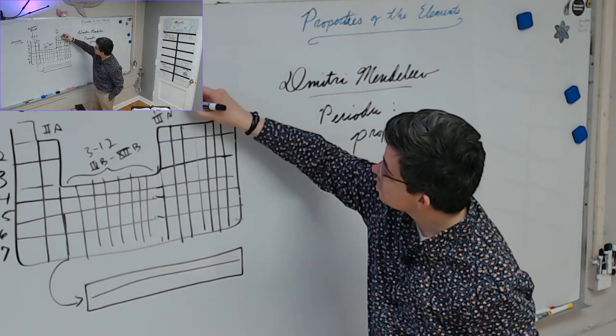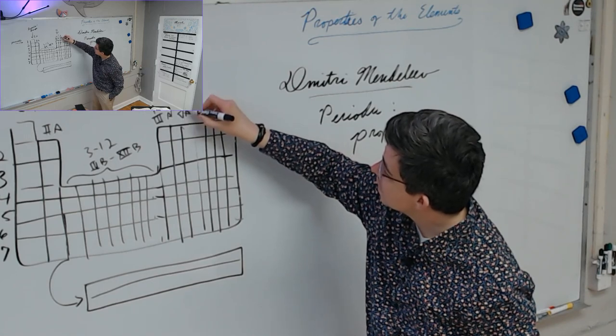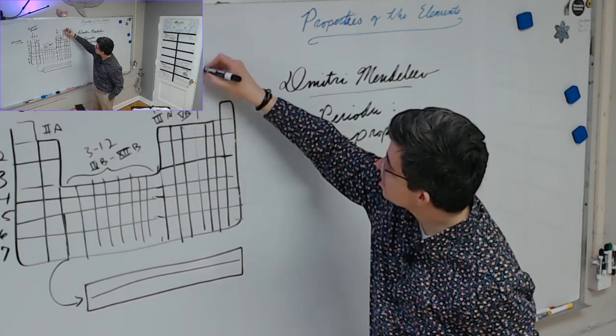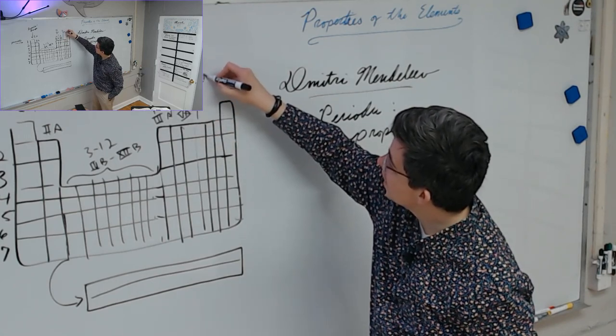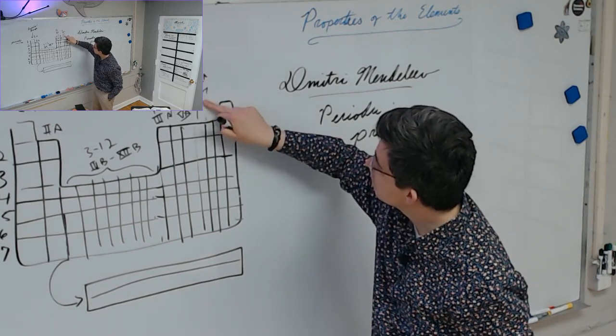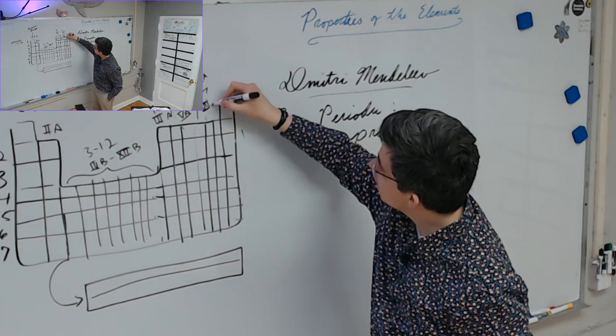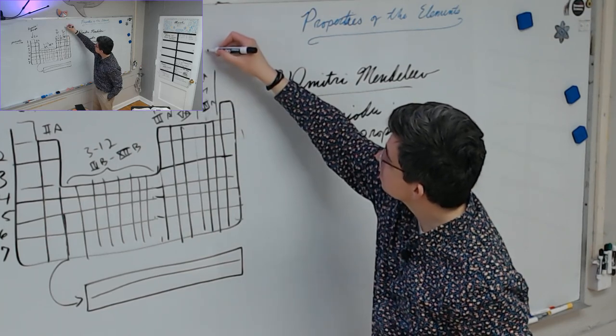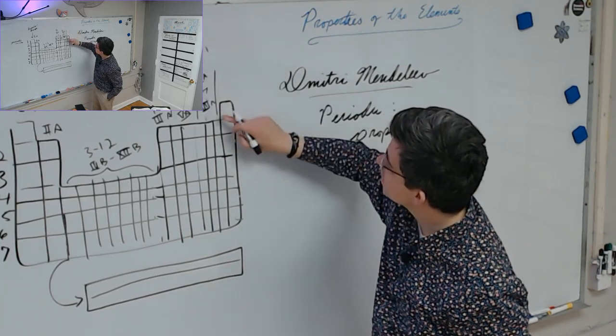And then this one is 15 or 5A. This one is 16 or 6A. This one is 17. I didn't want to draw the line. Or 7A, and then this one is, okay, I did draw one too many.